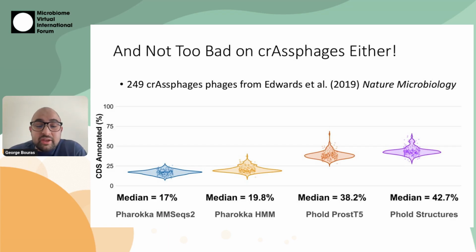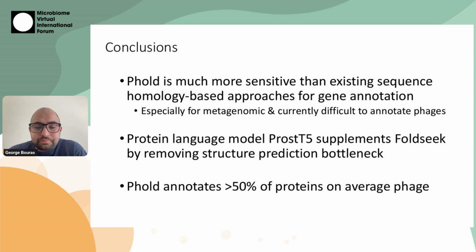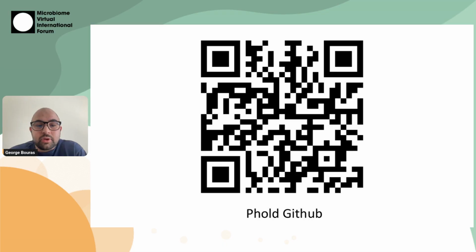And then even on crAss-like phages, which are super hard to annotate, and I'm sure Danica, who's following me, will talk more about this, Phold does pretty well, so around the 40%-ish mark compared to under 20% from Pharokka and sequence-based methods. So to conclude, Phold is way more sensitive than existing sequence homology-based approaches. The language model removes the structure prediction bottleneck, and you can annotate more than 50% of proteins on your average phage. So this is just a QR code to the GitHub. Check it out, give it a go, hassle me, make issues, break it and test it, and hopefully it works well for you.